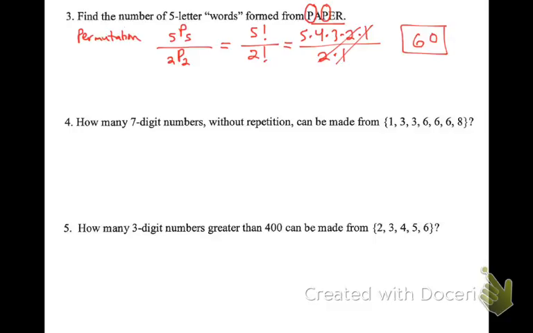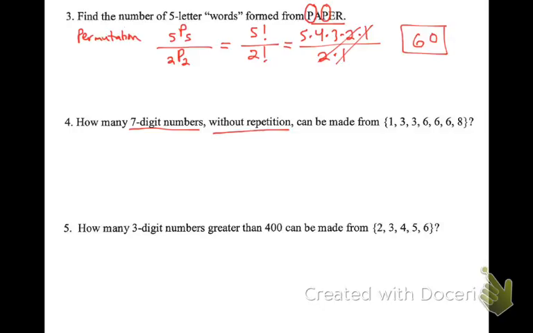All right, let's look at number 4. This is a similar question, just using numbers. How many 7-digit numbers without repetition can be made from these digits right here? So notice there are some repeated numbers as well. And notice there's 1, 2, 3, 4, 5, 6, 7 of them.